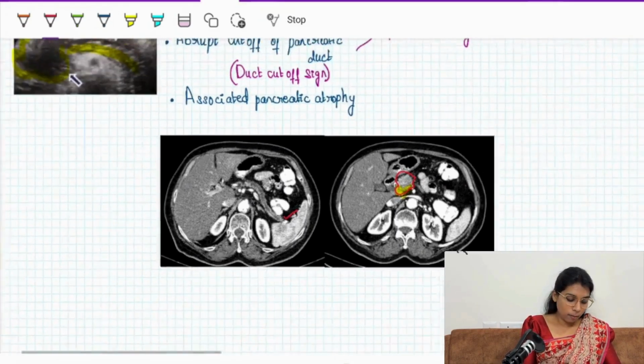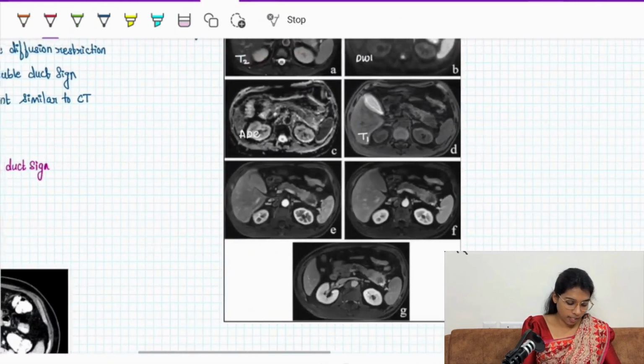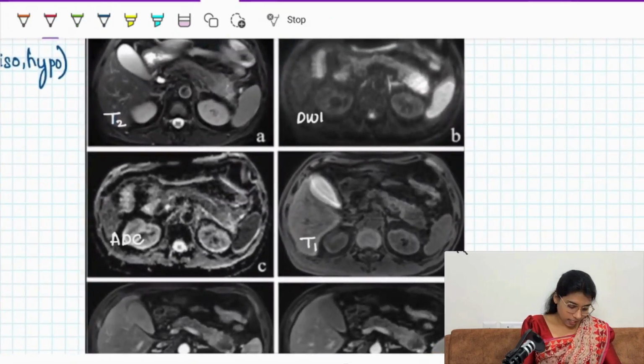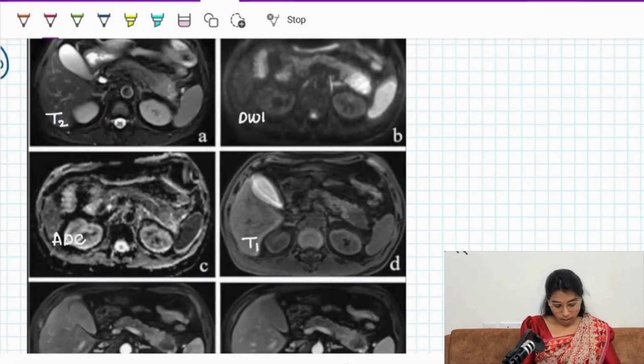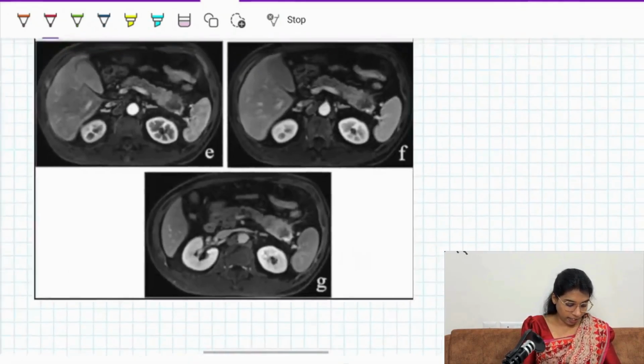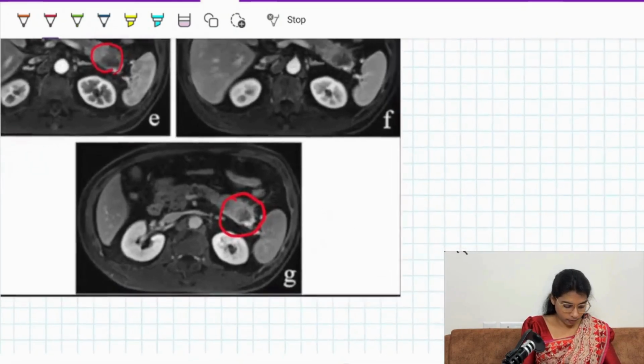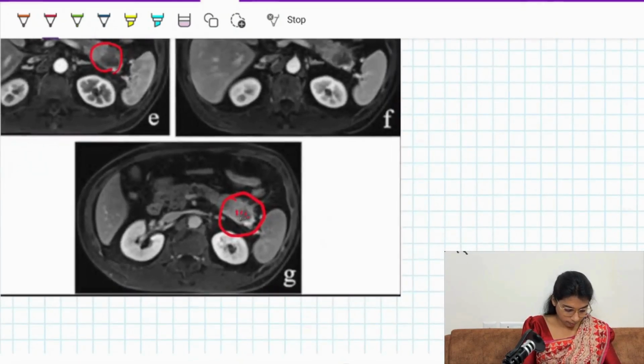Right? Now we'll move forward to MRI, which is more sensitive than CT. On an MR, we can see that it is hypointense on T1. On T2, it can be hypointense or it can be mildly hyperintense. So you can see this signal, it is mildly hyperintense, showing intense diffusion restriction. And on contrast, it's similar to CT, where you'll see a hypoenhancing mass which shows delayed gradual centripetal filling in. As we can see, there is centripetal filling in.